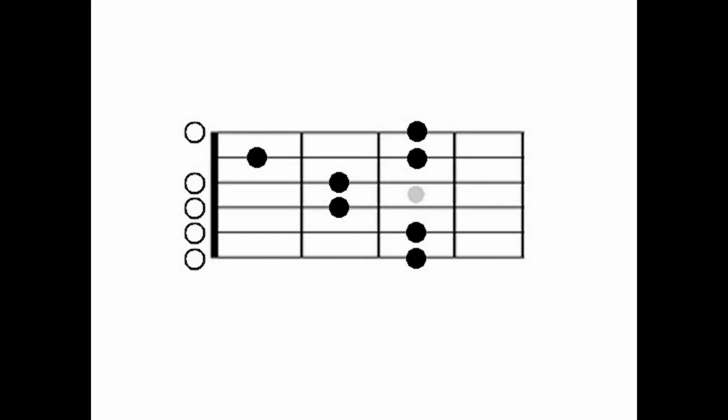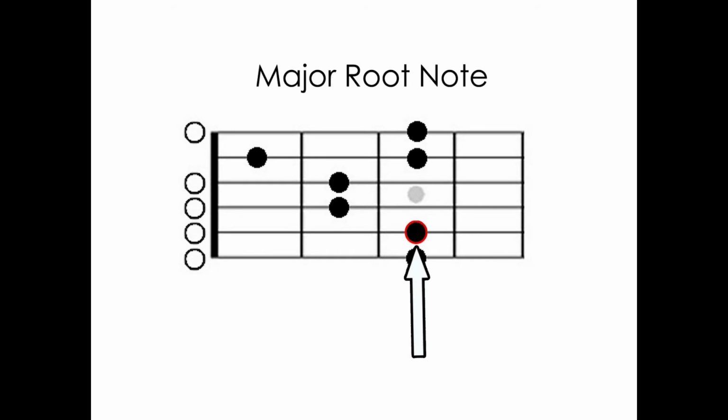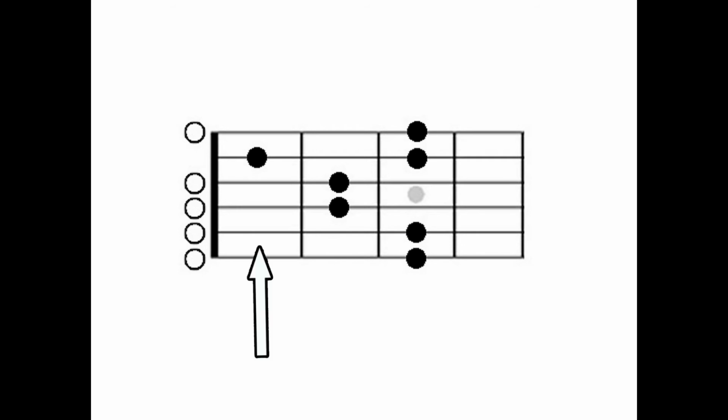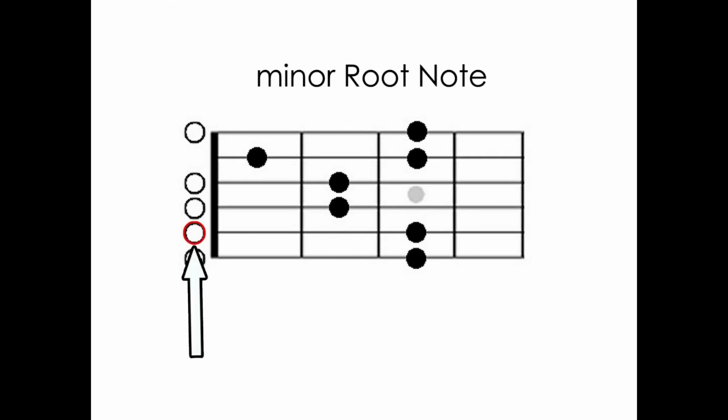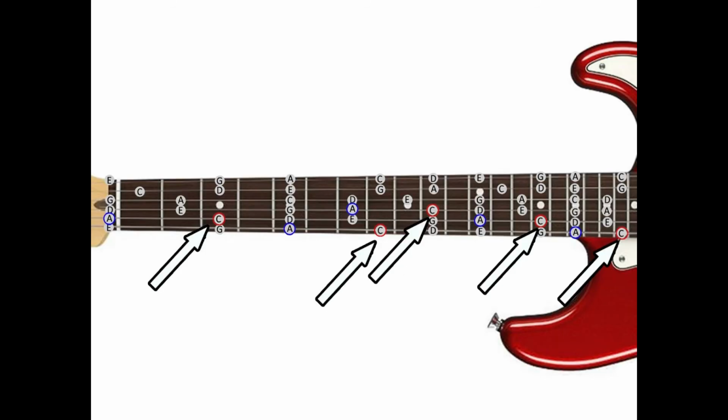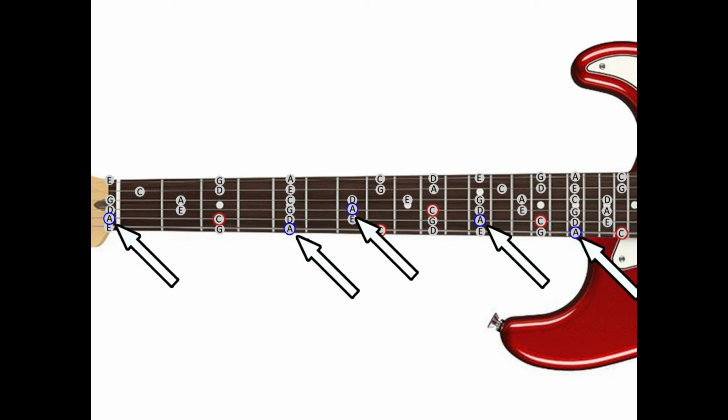So to find the minor root note for different scale patterns, you start on the major root note, and then all we do is we go down 3 frets, and we land on the minor root note. You can see this here on the full fretboard diagram. You've got all the C notes here, and all the A notes 3 frets down. This applies to all the scale patterns, no matter what part of the fretboard you're in, or what key you're in.